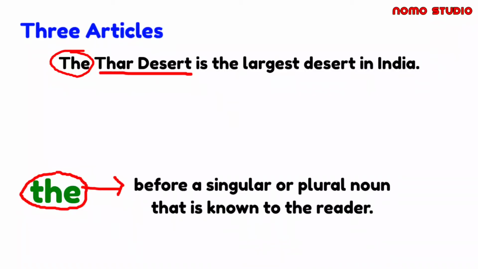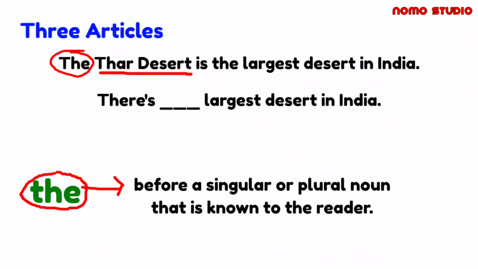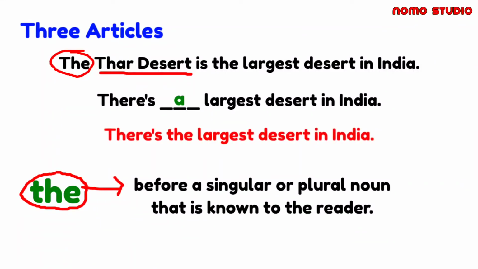What if the sentence is, there's blank, largest desert in India? The largest desert in India was not mentioned in the second sentence, so we need to use an indefinite article. Observe that largest begins with a consonant sound, so an article a must be used. It is not right to say, there's the largest desert in India, since the largest desert was not mentioned in the last sentence. Take note of that.